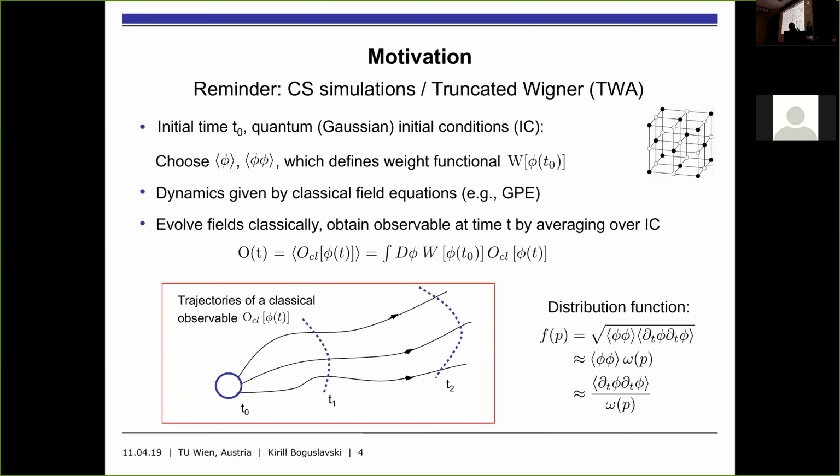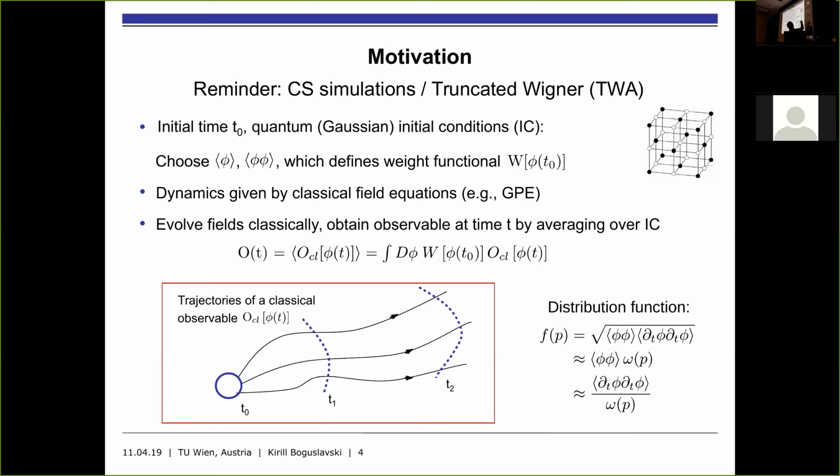I will not discuss this much. I mean, many of you are using GPEs or are acquainted with the classical statistical approximation or truncated Wigner approximation. But let me just say a few words because the language may be a little bit different.